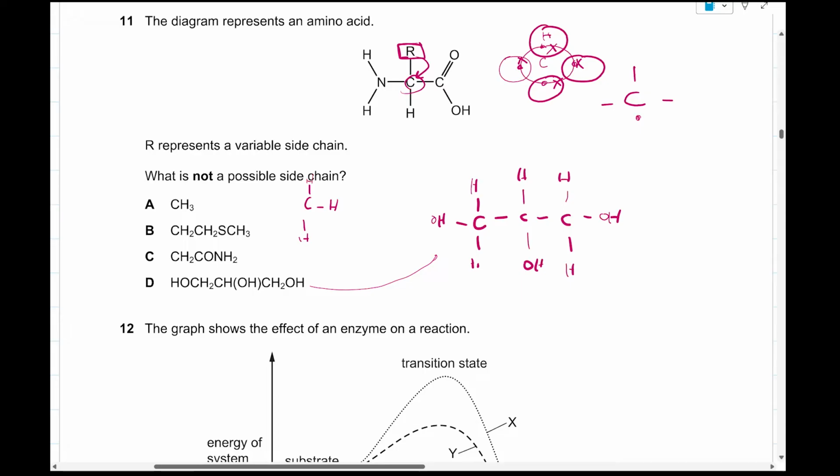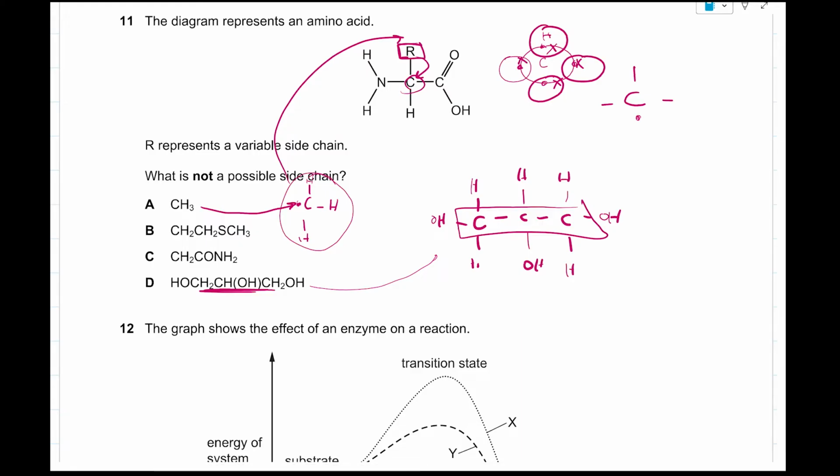As an example, we could see this in the first, because there is a free bond which is able to bind to the side chain. But in this last option that we have here, there are no free bonds at all. Therefore, this is not a possible side chain. Therefore, the answer is going to be D.